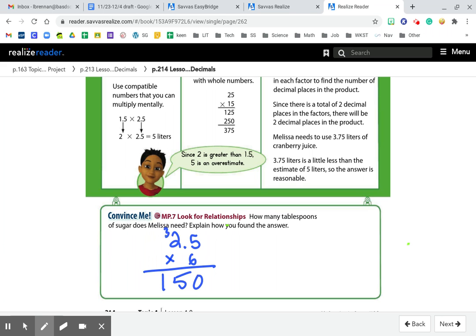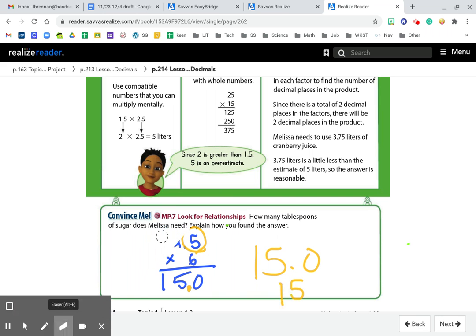And we have 1 digit in decimal place value in the problem. There's 1 digit, so we need 1 digit in decimal place value in the answer. So our answer would be 15. I don't have to write 15.0 because we write whole numbers as a whole number, but either way would be right.